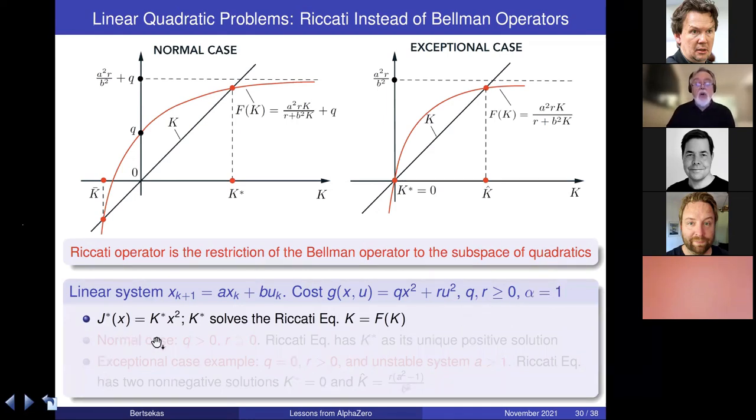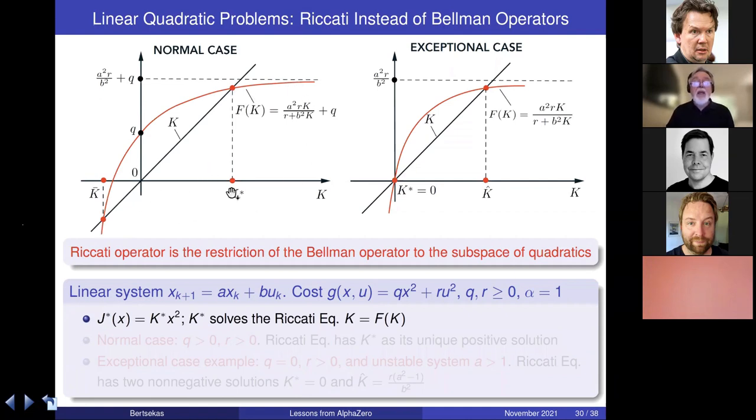And it is well known that the optimal cost function is quadratic with quadratic coefficient K star, and this K star solves the Riccati equation. The Riccati equation is a fixed point equation, the algebraic Riccati equation, and it's given by this expression here, involving A, B, R, and Q. It is concave.